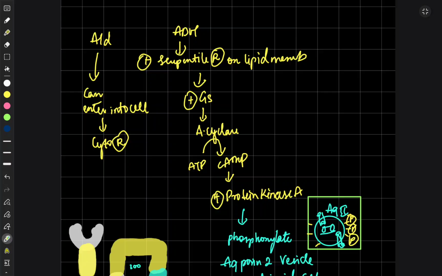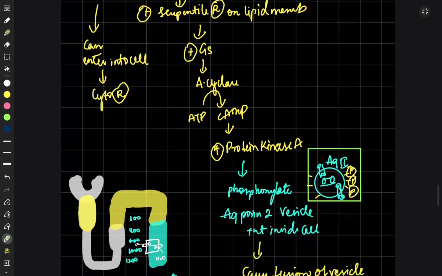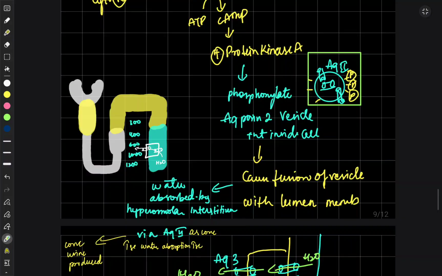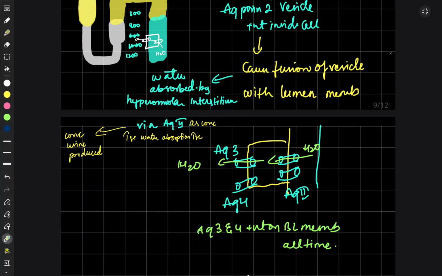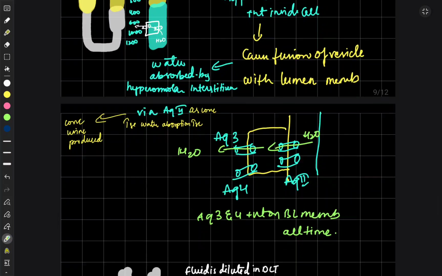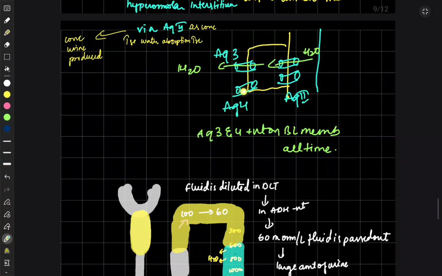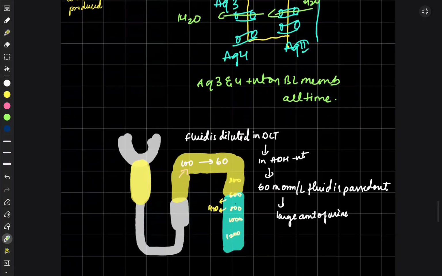This activates the protein kinase that phosphorylates aquaporin 2 vesicles present inside the cell. These aquaporin 2 molecules get inserted onto the luminal side of the membrane and they are responsible for absorption of water. Okay, so they produce concentrated urine. And we know the detailed function of ADH has been discussed in previous videos.